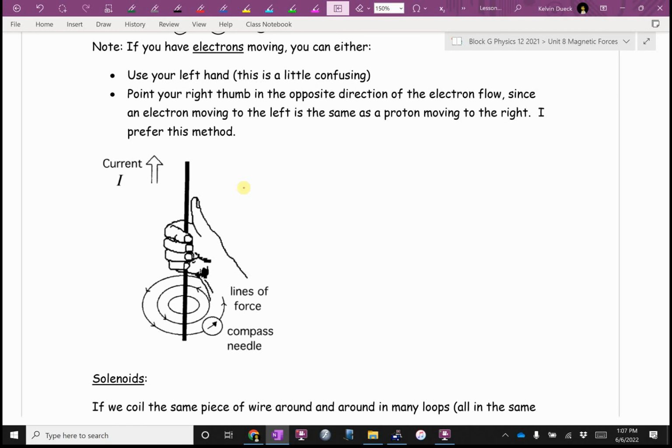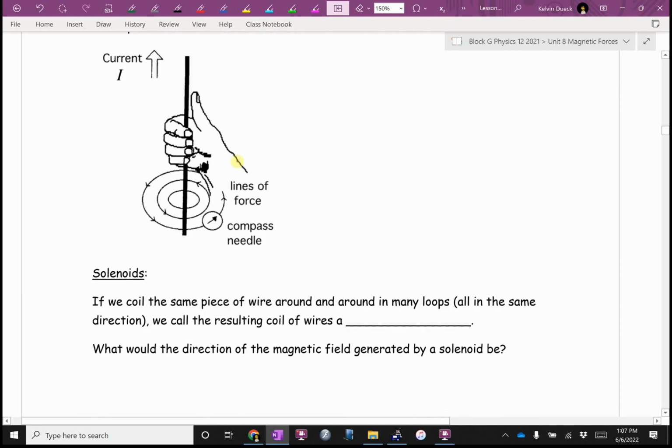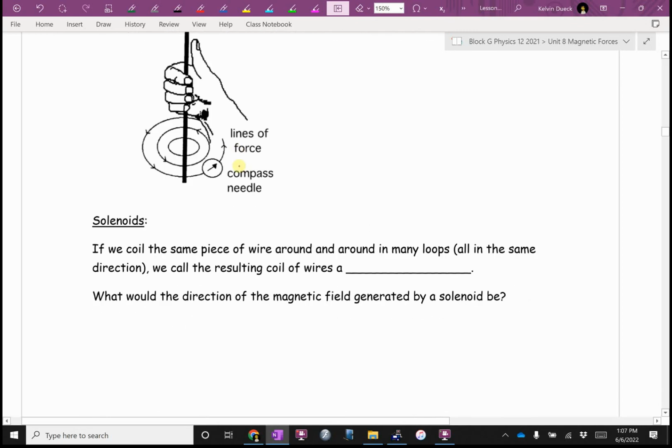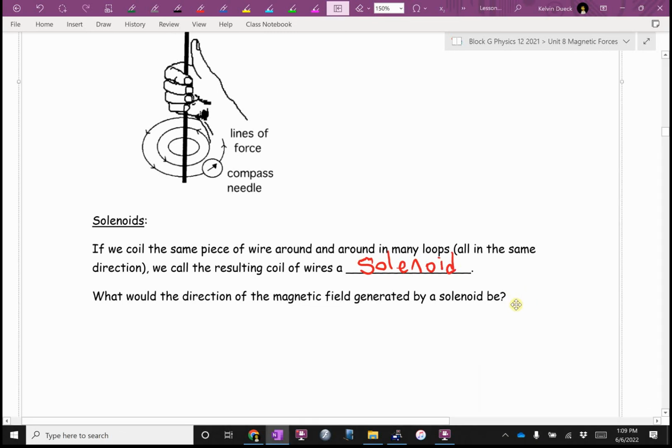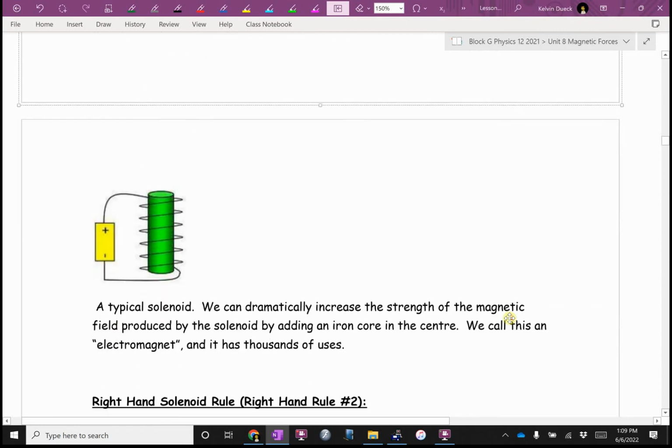Then we ask, what if you have more than one wire? What if you have several wires? We call this a solenoid. If we coil one piece of wire around and around and around in many, many loops, all in the same direction, we call the resulting coil of wires a solenoid. Let me give you an example of a solenoid. What will the magnetic field from a solenoid be? Here's right-hand rule number 2.